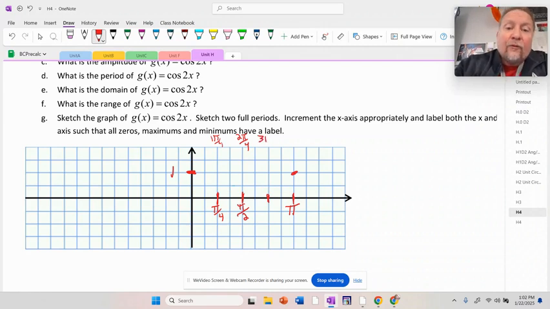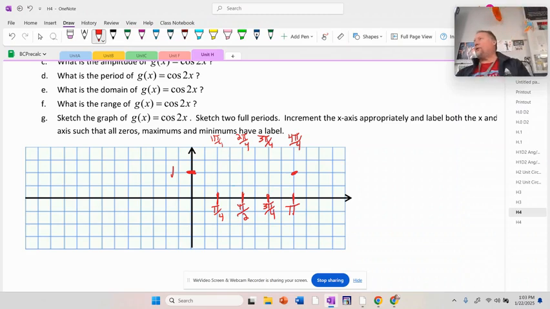3 pi over 4. Wait a minute, I don't get it. Is this 4 pi over 4? Is it or isn't it? Yes. So this is 3 pi over 4. This is how I always find the third value, because this is the hardest part.